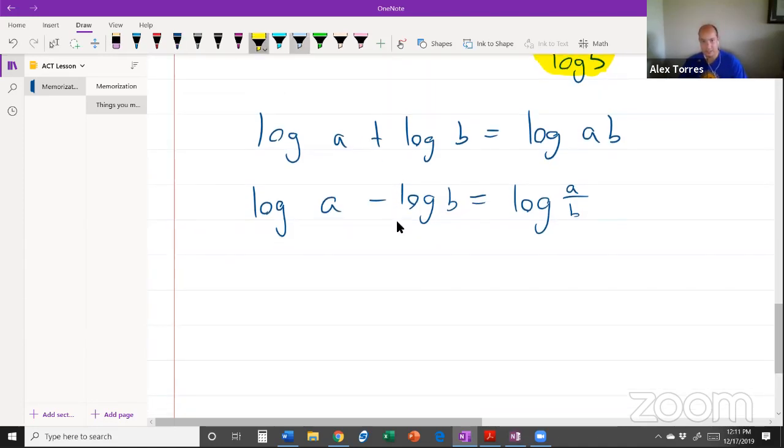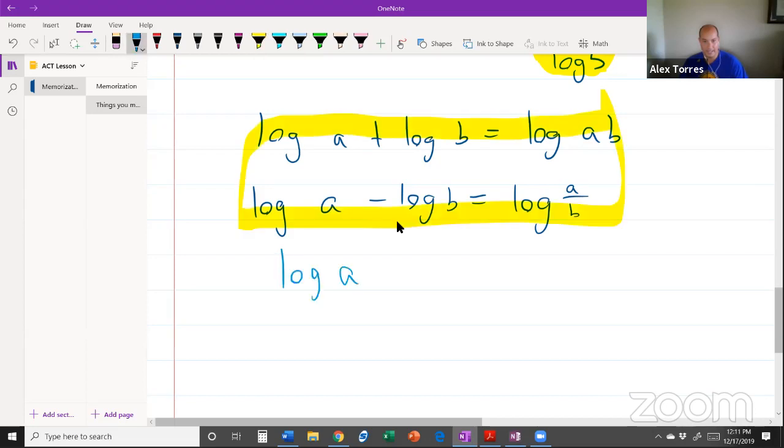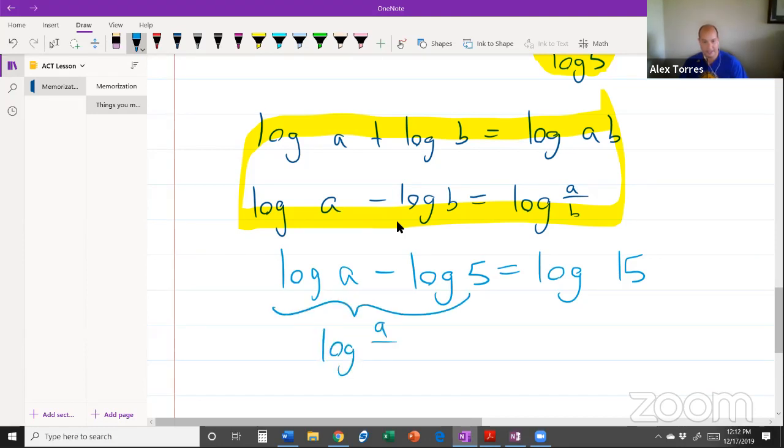For instance, a question might say the log of a minus the log of 5 equals the log of 15. So now applying the rule, the bottom rule from the two that are in yellow there, this one should become the log of a over 5 equals log of 15. And therefore, a over 5 equals 15. And we can solve right there.